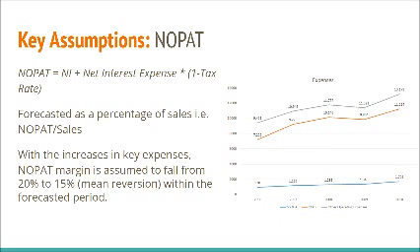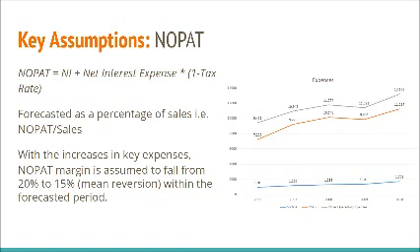Another key assumption we'll be looking at is NOPAT, and it is forecasted as a percentage of sales. With increases in key expenses, as you can see from the graph from 2009 to 2010, this would cause the margin of NOPAT to fall from 20% to about 15%, which is once again the mean reversion. This is because net income will be affected, which would then affect NOPAT, and therefore the entire margin would fall. Some of the key expenses include sweeteners and metals.